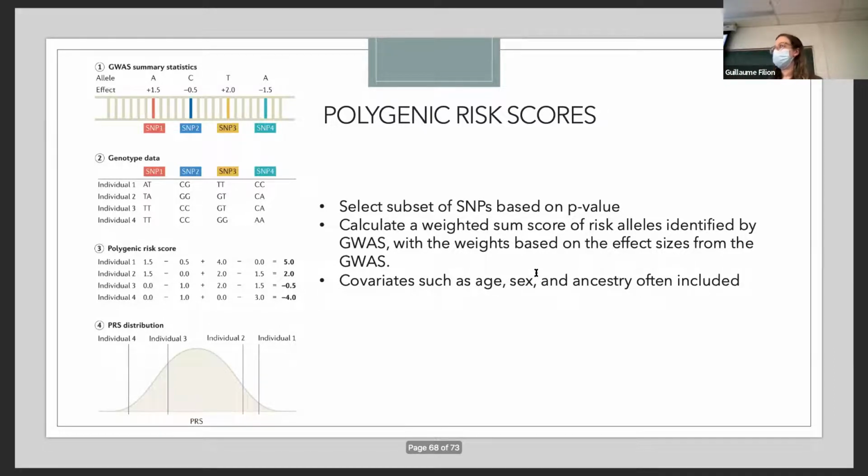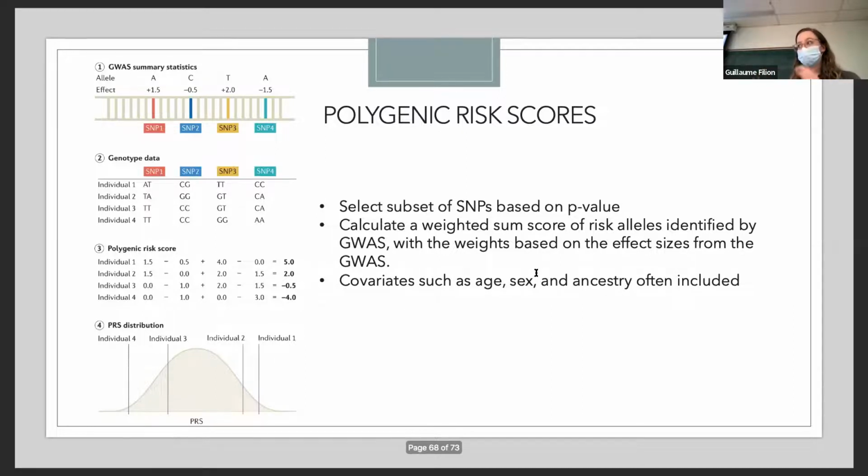I have a question. And these are just SNPs that have been shown to have known associations with the disease, right? Yeah, so this is from your GWAS. So these are, again, your tag SNPs.